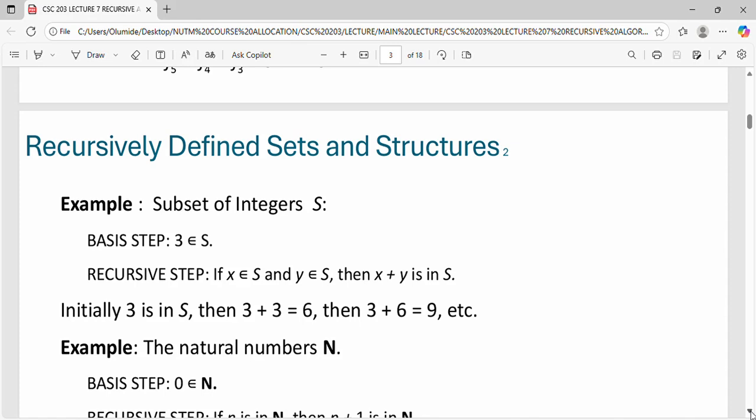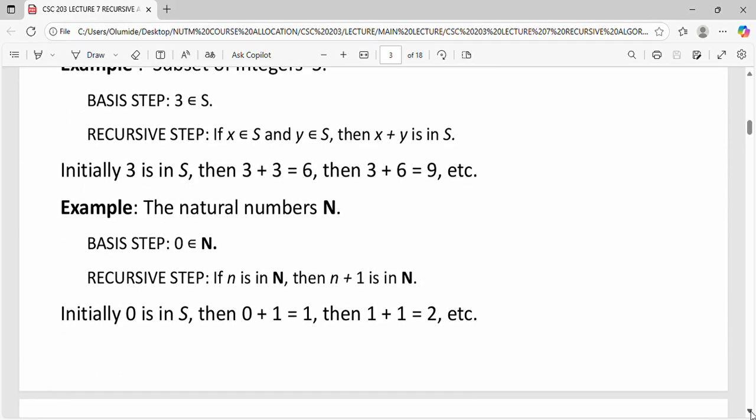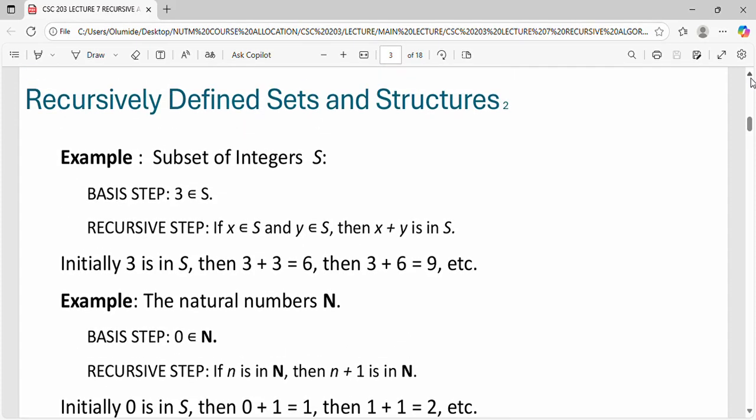So we know that initially 3 is in S. 3 plus 3 will give us 6. Then 3 plus 6 is equal to 9. So these are a set of integers, where adding integers gives you back an integer. Okay. So that is it.